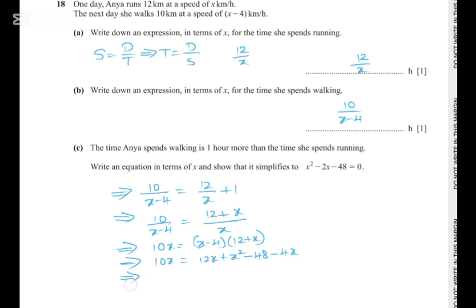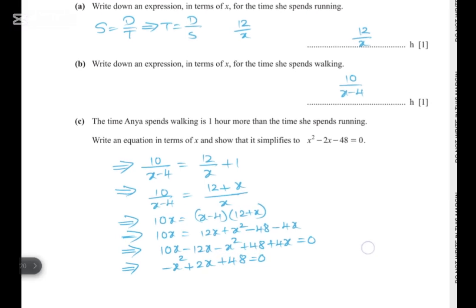Bring all the terms to the left hand side. 10x minus 12x minus x square plus 48 plus 4x is equal to 0. Now take the like terms. The highest degree is x square here, so minus x square. Then 10x minus 12x plus 4x: 10 minus 12 is minus 2, minus 2 plus 4 is plus 2. So plus 2x, and 48 as it is.